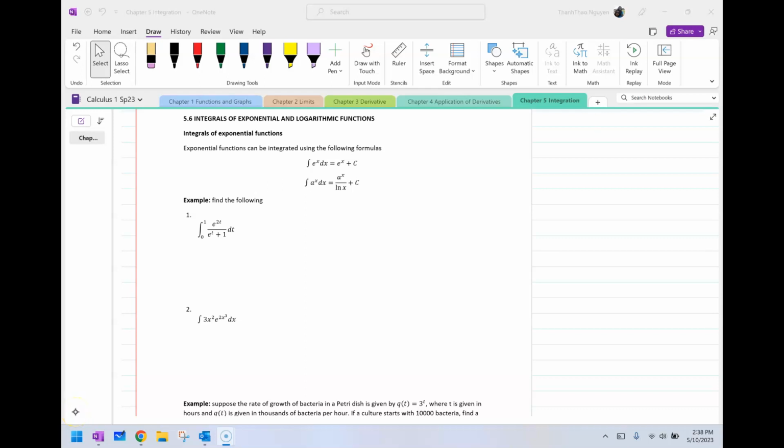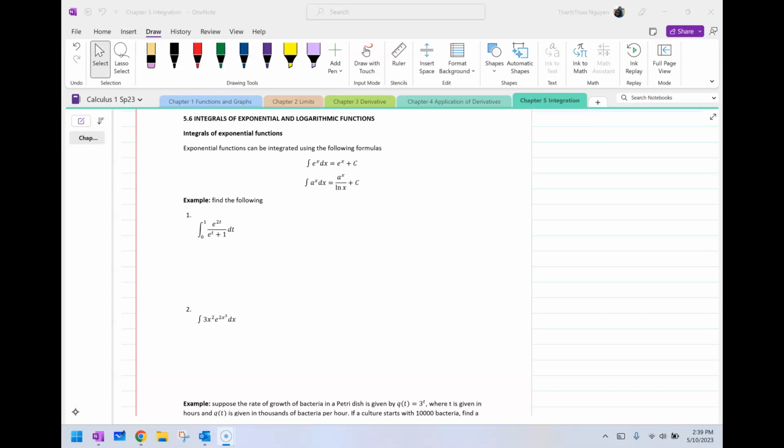So we have gone over the substitution method of integration. Now let's take a look at how we integrate if we are given an exponential function. An exponential function can be integrated using the formulas. The integral of e to the x dx is equal to e to the x plus c. The integral of a to the x dx is the same as saying a to the x divided by ln of a, plus c. Okay, so let's take a look at the first example.